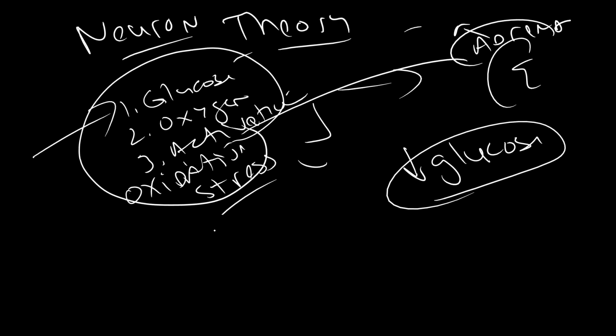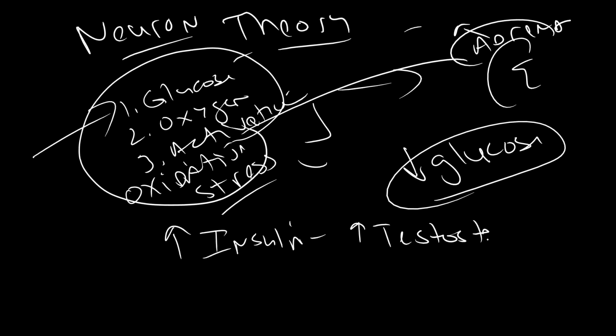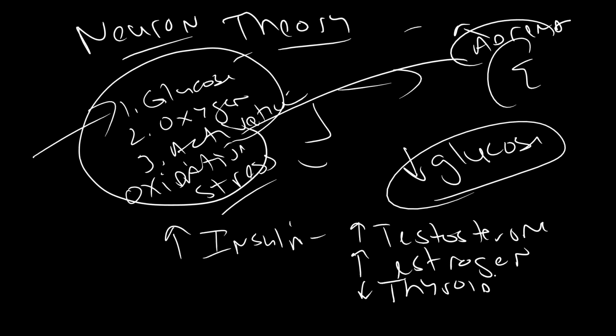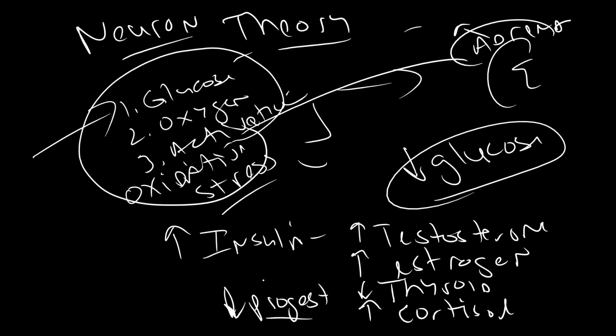One other thing I'm going to say about insulin: when you have increasing levels of insulin, it will, in a woman, increase testosterone. In a woman, it will increase estrogen. Estrogen makes things grow. Sometimes ladies can't lose weight because they have too much estrogen. It will cause them to have low thyroid. So insulin in higher than normal quantities will lower thyroid function, and it will increase cortisol, and it will decrease progesterone. That's kind of the feel-good hormone for the woman.